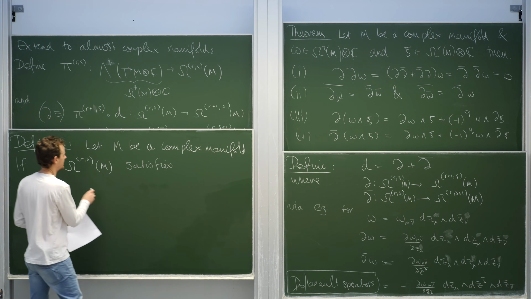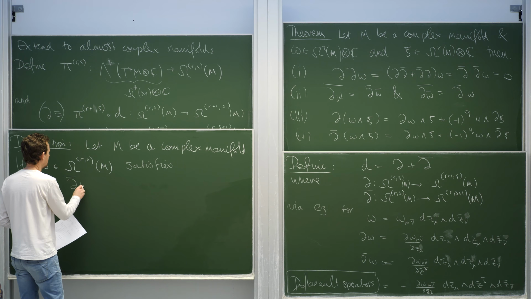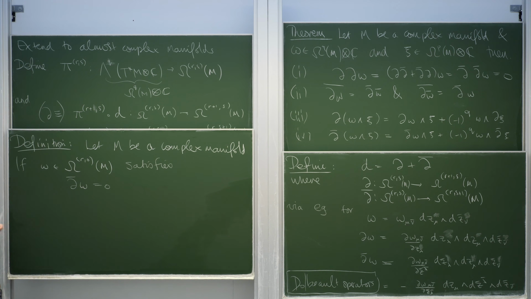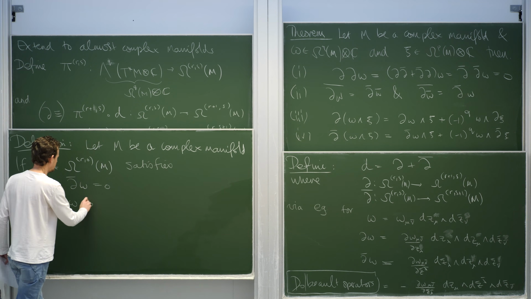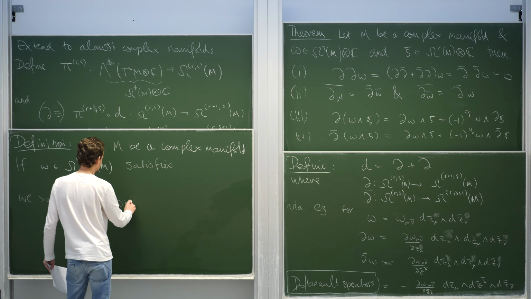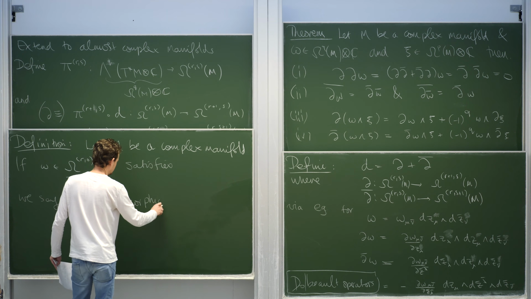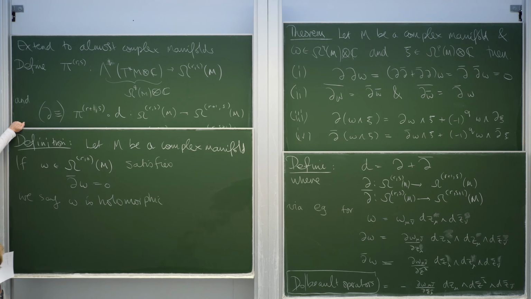the natural one to write down is that delta bar of omega is 0. So if there's no dependence on z bars, then we can say that omega is holomorphic.